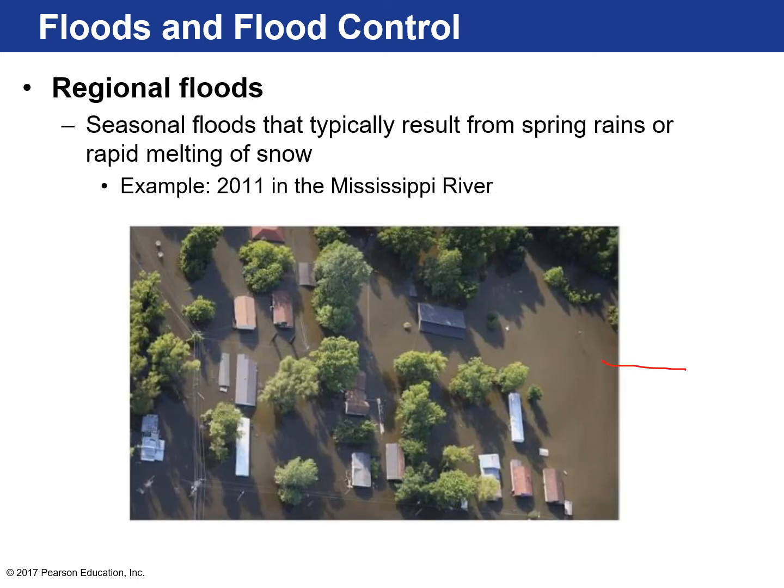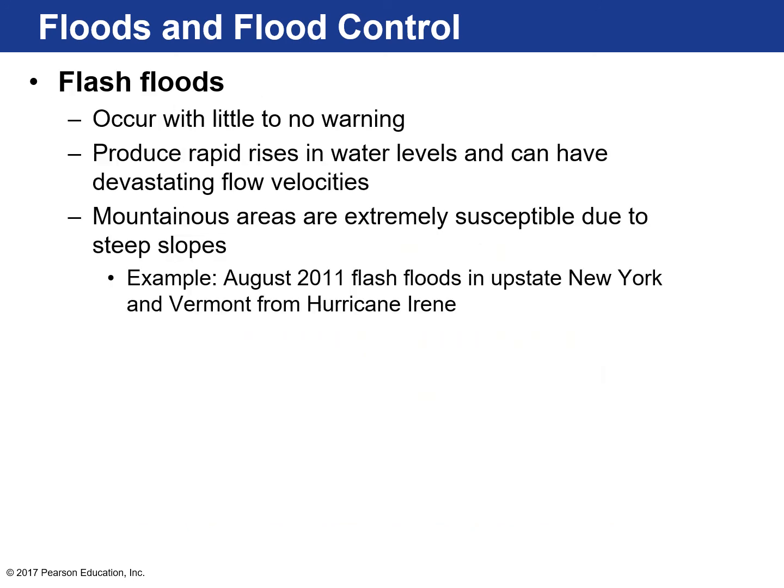Regional floods, this is what we deal with every spring. Or it could be a hurricane or something that dumps an unusual amount of water in a short period of time in an area. And then this water overtops the banks and floods a floodplain, for example. Here, the Mississippi River in 2011 flooded this area, and it causes a lot of property damage. A lot of people can lose their homes, and some people can lose their lives as a result of this type of flooding.